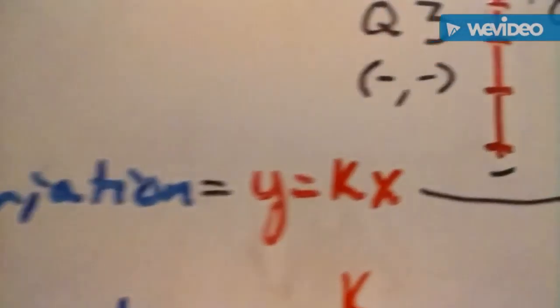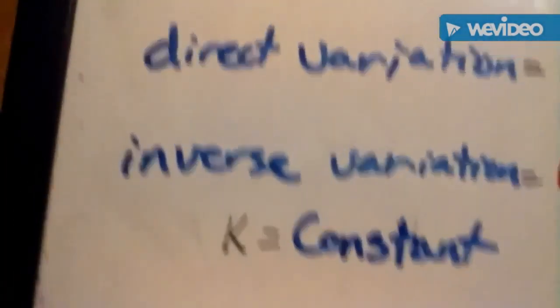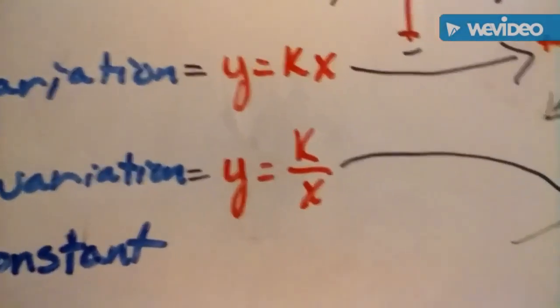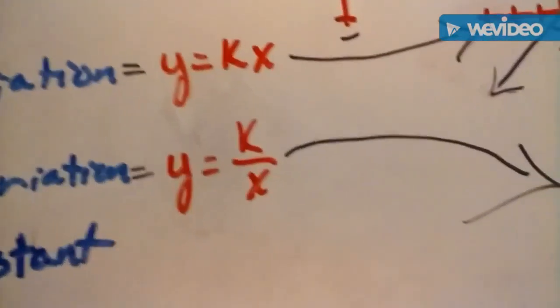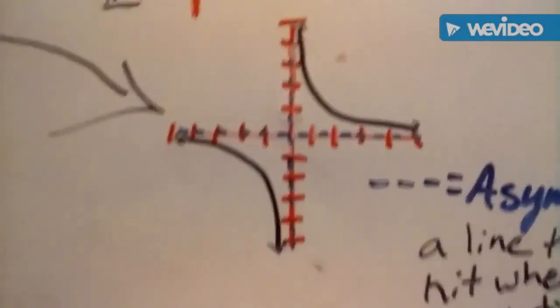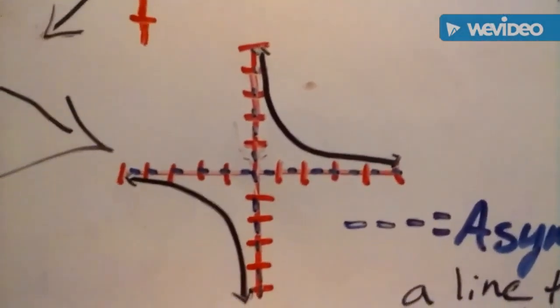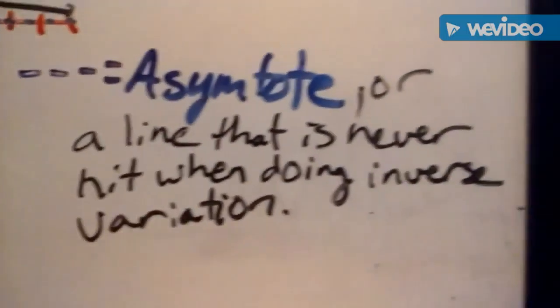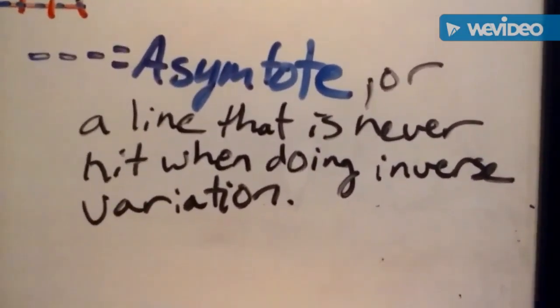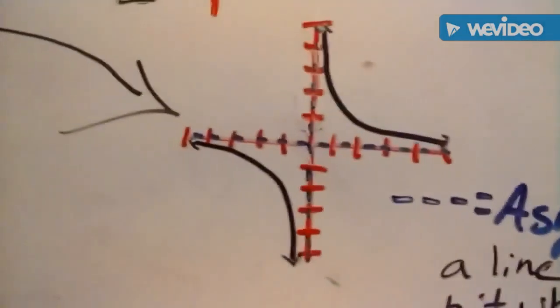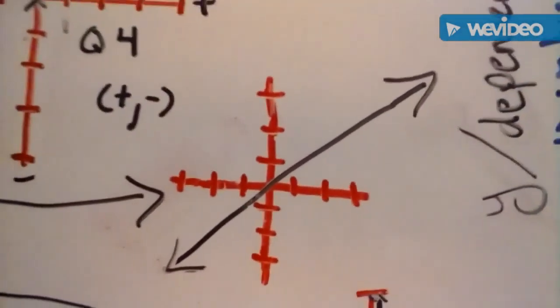This is direct variation, so y equals constant times x, and constant is k. Inverse variation is y equals constant over x, and this is what it looks like. The dotted line is the asymptote, or a line that is never hit when doing inverse variation. Good. And this is direct variation.